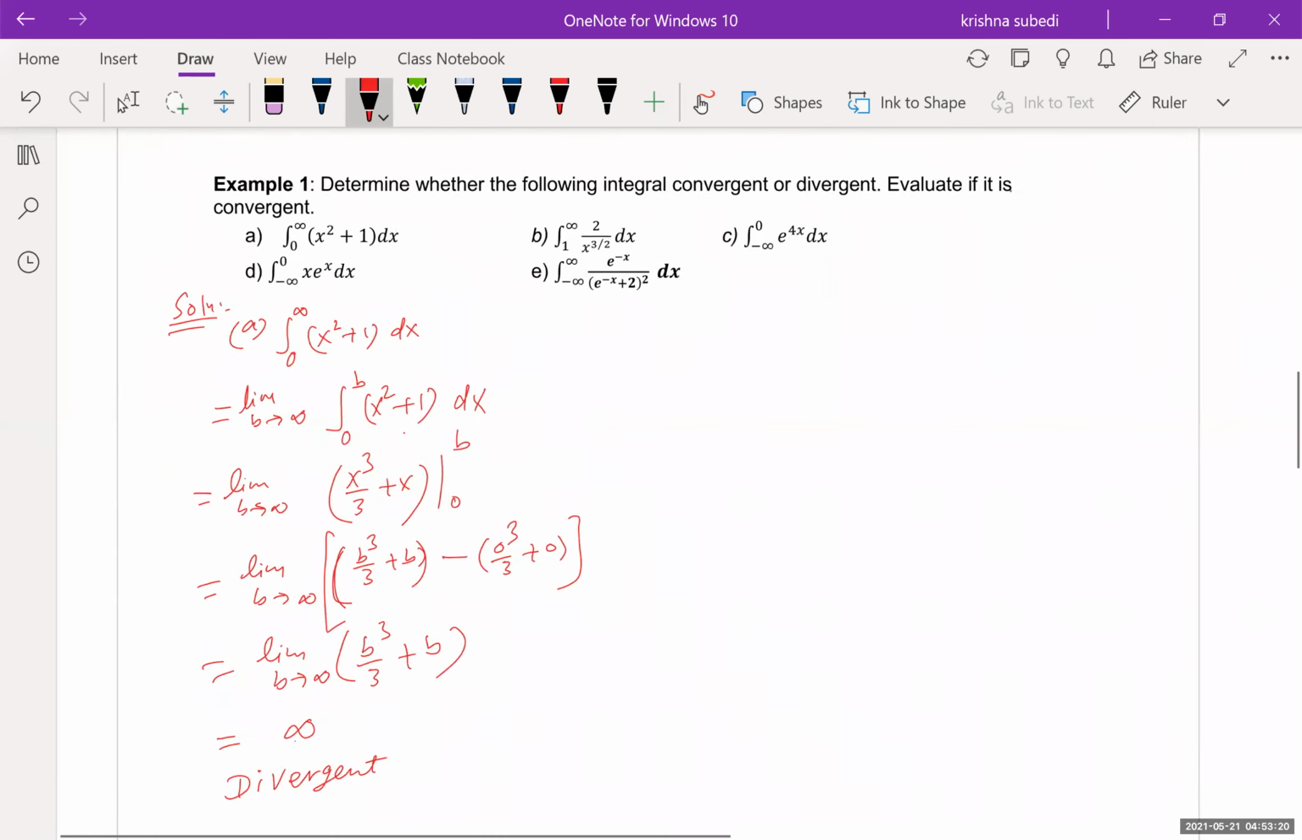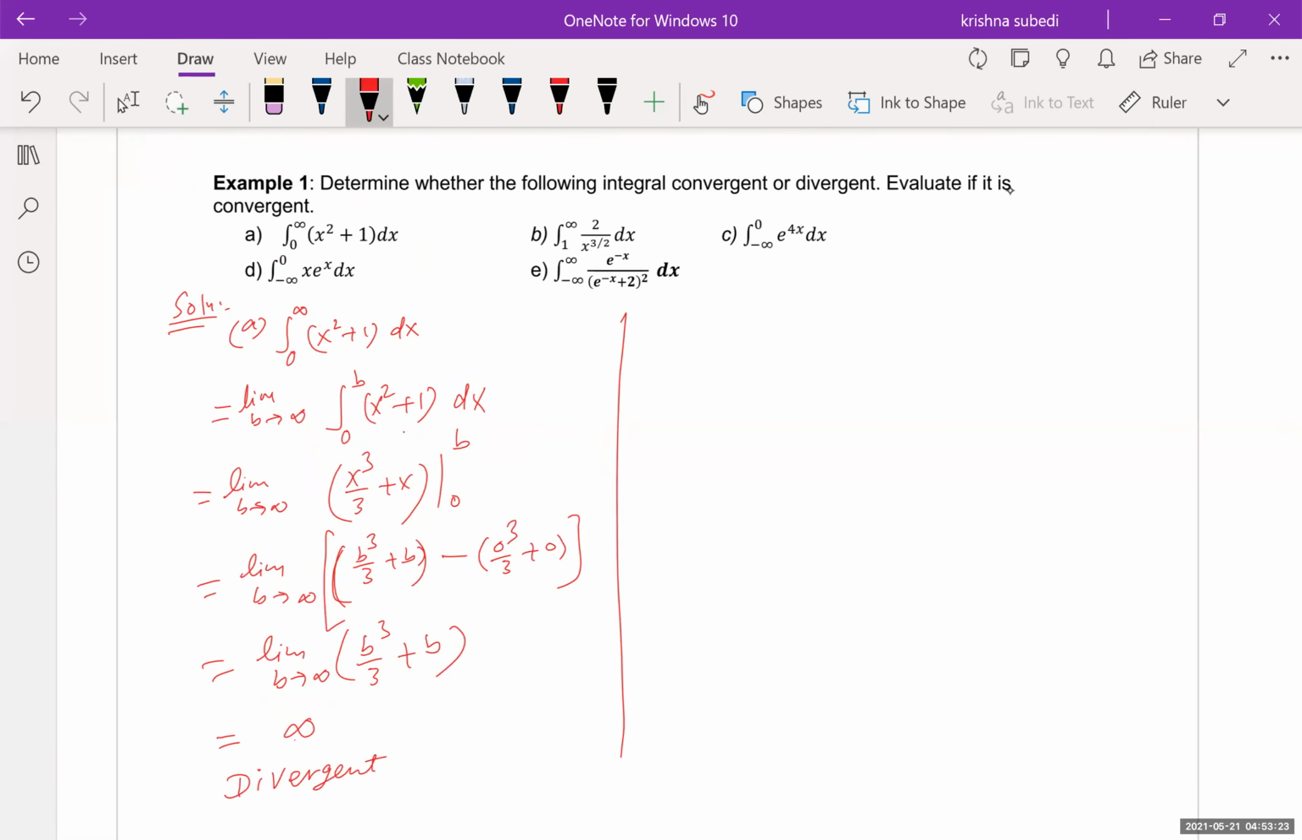Now let's look at part C, for example. In part C, negative infinity to 0 of e to the 4x dx. Let's look at what happens. Again, in order to convert this into a definite integral, I'm going to suppose the lower limit is a and the upper limit is 0, because 0 is a finite value. So e to the 4x dx. Now I need to define what this a is. So a is the limit as a tends to negative infinity.